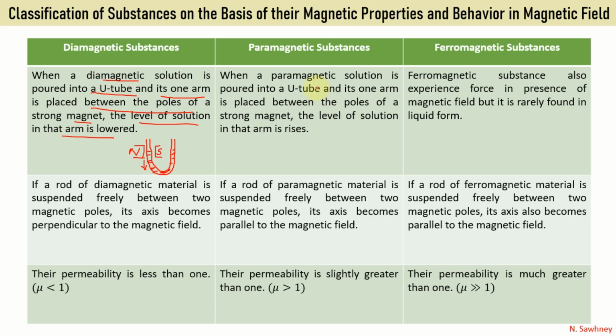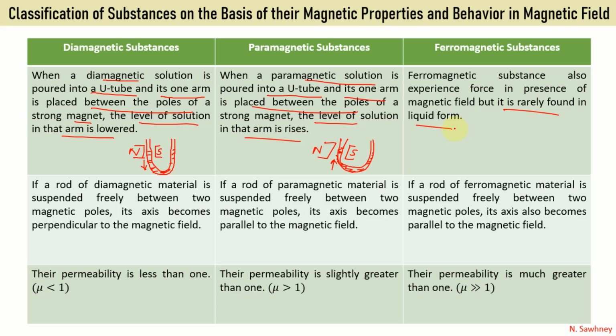But when a paramagnetic solution is poured in a U-tube and one arm is again placed between the poles of the strong magnet, the level of solution in that arm will increase. See again, this is the U-tube, and these are the poles of the strong magnet. This is the paramagnetic solution. The property of a paramagnetic substance is that it feebly attracts, so the level of the solution in the U-tube will rise. Ferromagnetic substances also experience a force in a magnetic field, but we rarely find any ferromagnetic substance in liquid form.